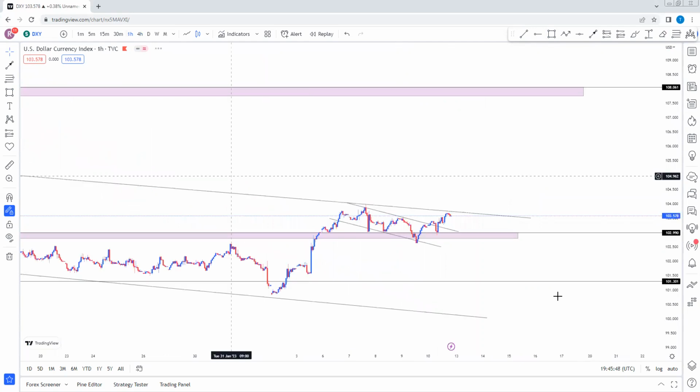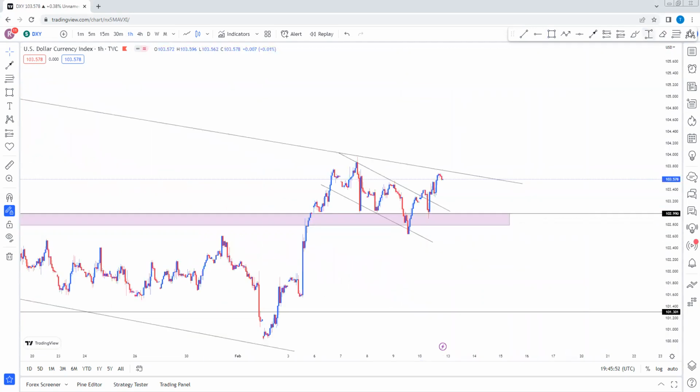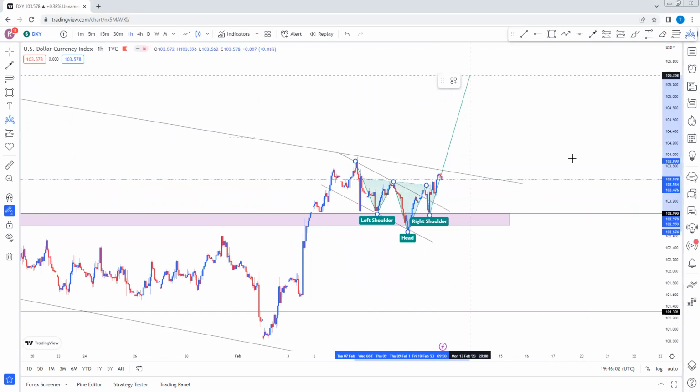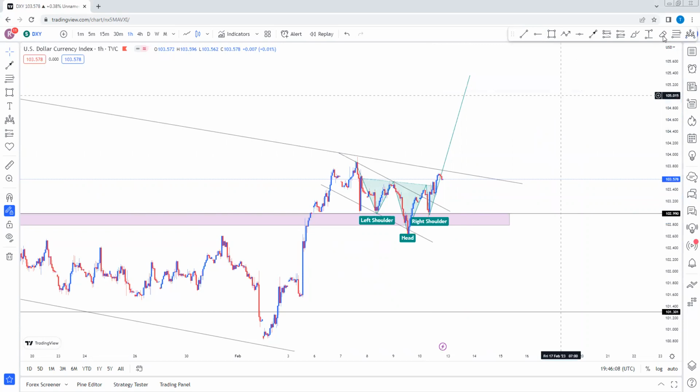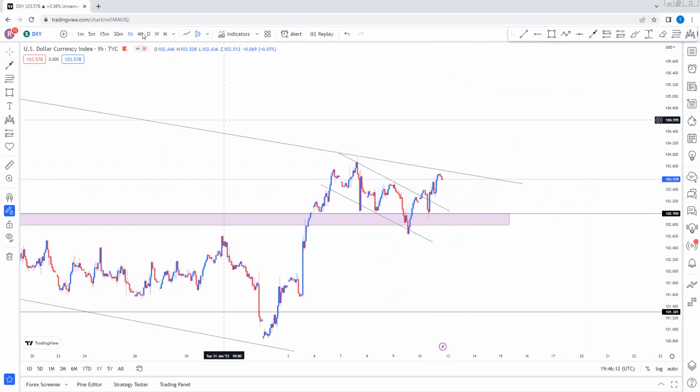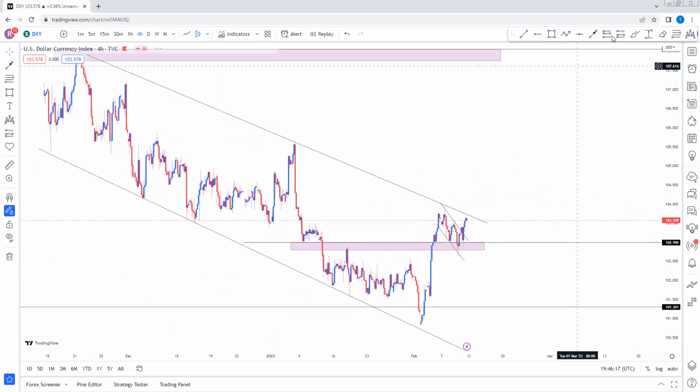I want to show you something. On our 1-hour time frame, we have this type of formation: left shoulder, head, right shoulder, and the market has to continue shooting to the upside because of the inverse head and shoulders formation. So now on our DXY, we are expecting buys.